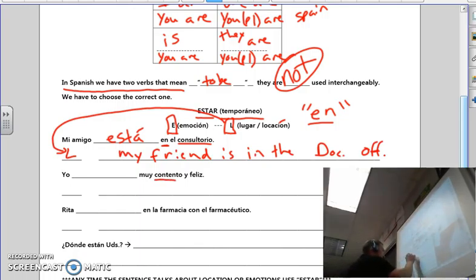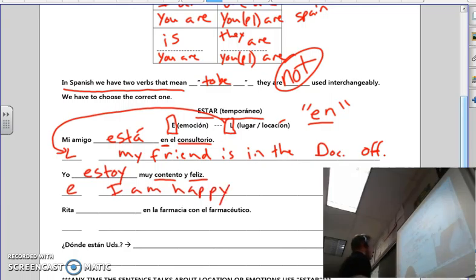This is the word for happy, and here's another word for happy, content. So this is a feeling. Yo estoy, using estar here, emotion. I am happy. Yo estoy muy contento. I am happy.